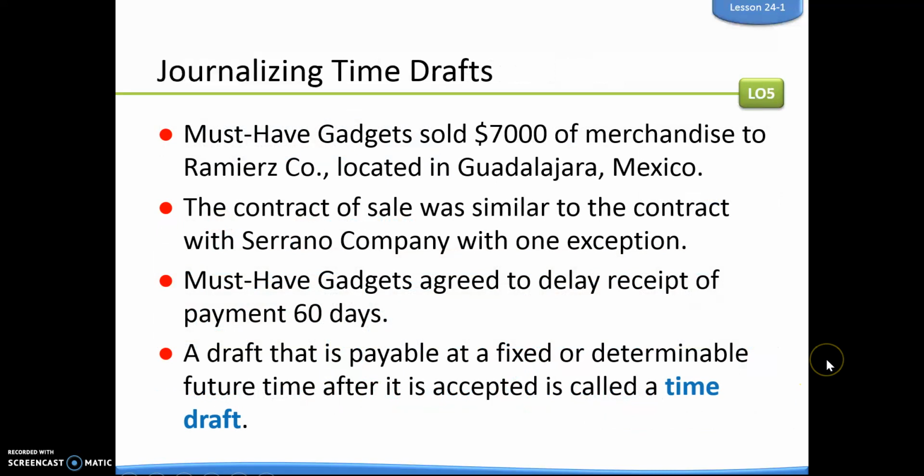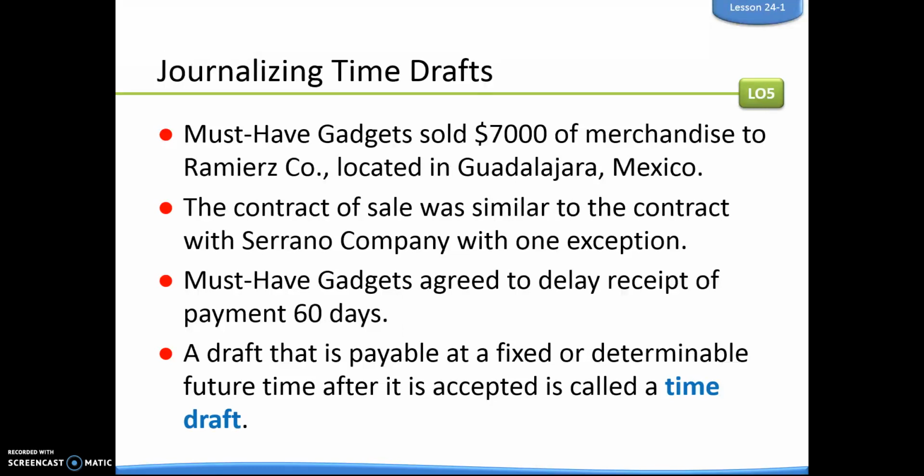The next one is journalizing something called a time draft. So if, for example, Must Have Gadgets sells $7,000 worth of merchandise to a Ramirez company that's located in, I have no idea how to say that, someplace in Mexico. The contract of sale is similar to the contract with Serrano, except with one exception. Must Have Gadgets agrees to a delay of receipt of payment.